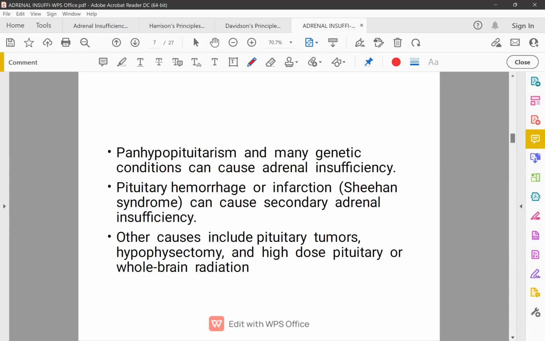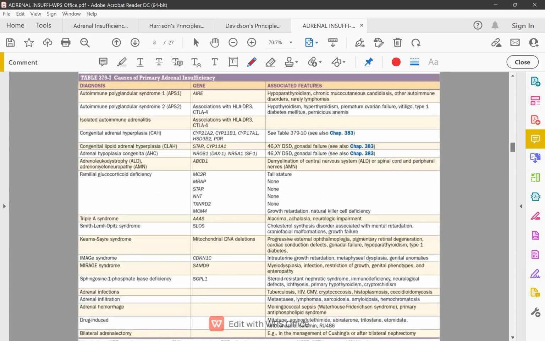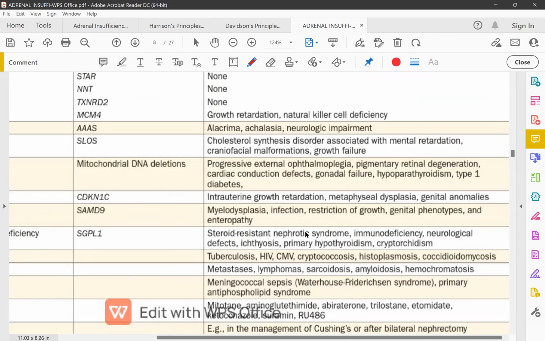Other causes of pituitary involvement include tumors, just like adrenal tumors, there could be pituitary tumors, or for some other reason a hypophysectomy has been done, or they use brain irradiation and the pituitary is also irradiated, or whole brain irradiation due to some other cause. These are the causes at the secondary or pituitary level. These are the causes of primary adrenal insufficiency. In this, I will try to enlarge and show you.